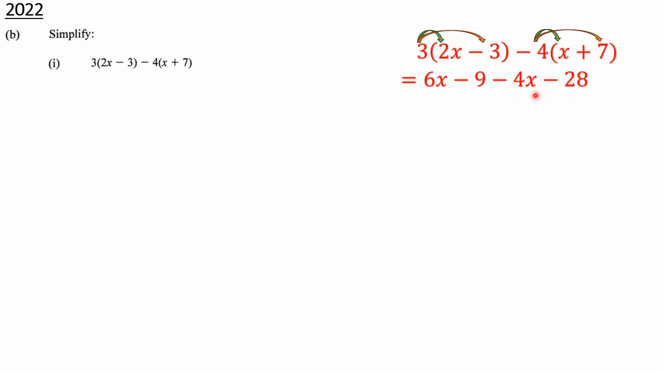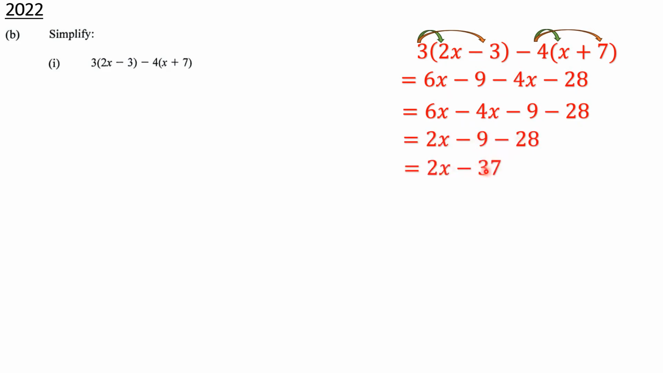At this point, we need to combine like terms. So we have the 6x and the negative 4x, and we're going to combine them together. And the constants, the negative 9 and the negative 28, we're going to combine them together. And so what do we have? We have 6x minus 4x, which is going to be 2x. And then negative 9 minus 28 is definitely negative 37. And so we have 2x minus 37. This is our final answer because 2x and 37 are not like terms, so we cannot simplify further.